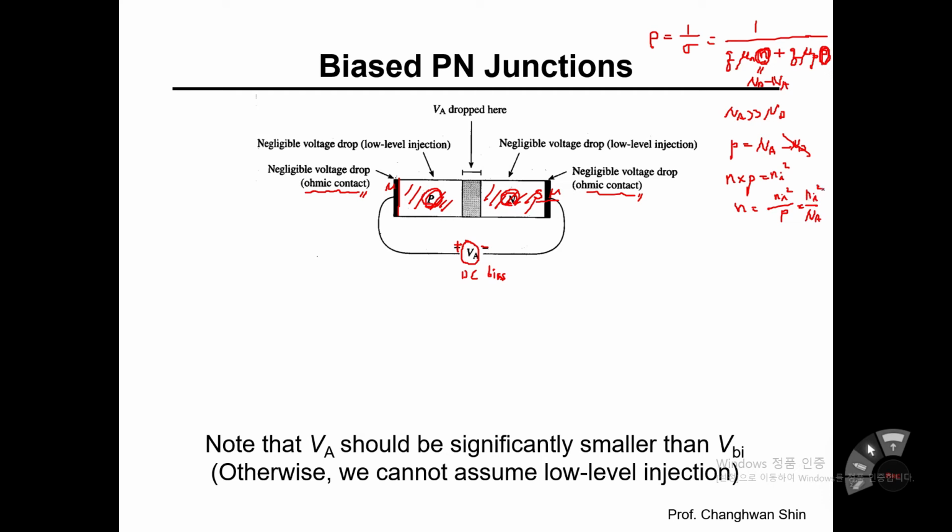Just for your information, ni indicates the electron concentration when the semiconductor material is intrinsic. Typically at room temperature, 300 Kelvin, the ni of silicon is 10 to the 10, so 10 billion per cubic centimeter. So ni is 10 to the 10 per cubic centimeter.